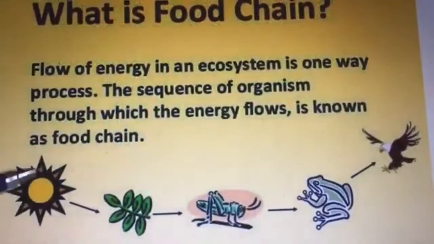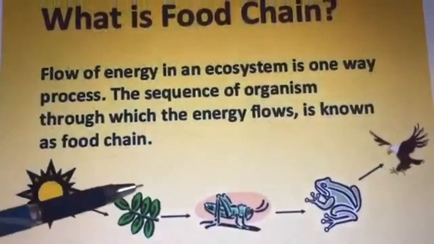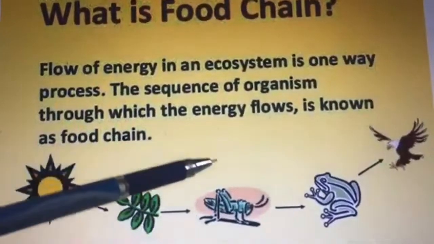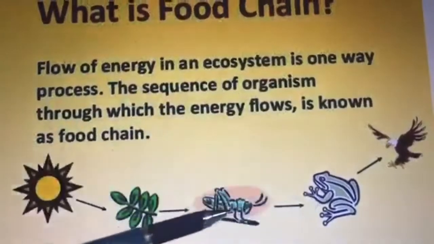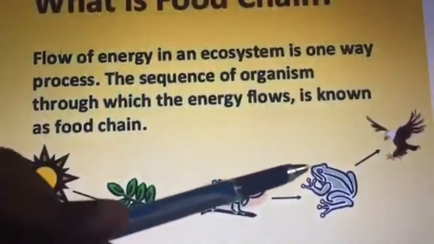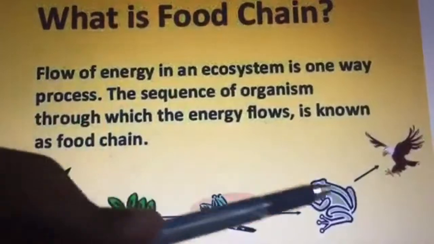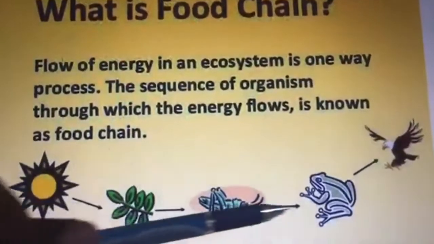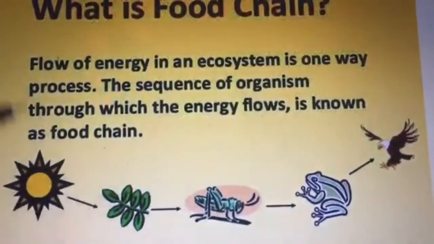So from the sun, energy flows into the plants. The plants utilize solar energy and prepare the food. This is eaten by the grasshopper, so some amount of energy is transferred here. The grasshopper is eaten by the frog, so some amount of energy is transferred to the frog. Like that, energy is transferred from one organism to another. So this is called a food chain. It is unidirectional. Once energy is transferred to another organism, it will not reverse.